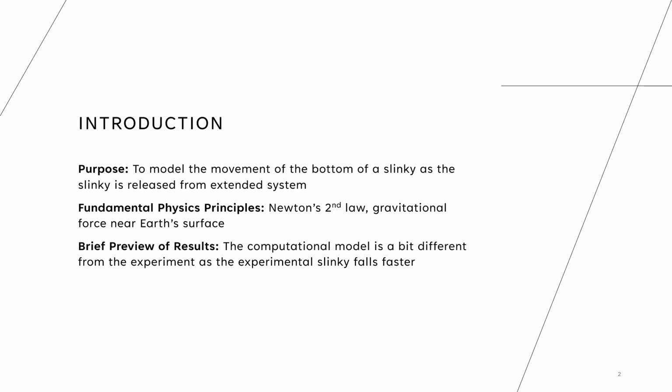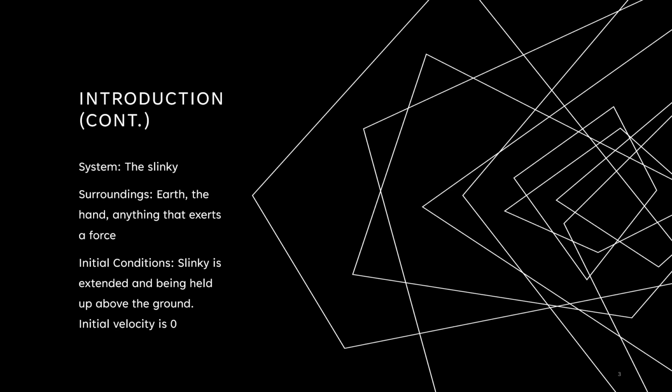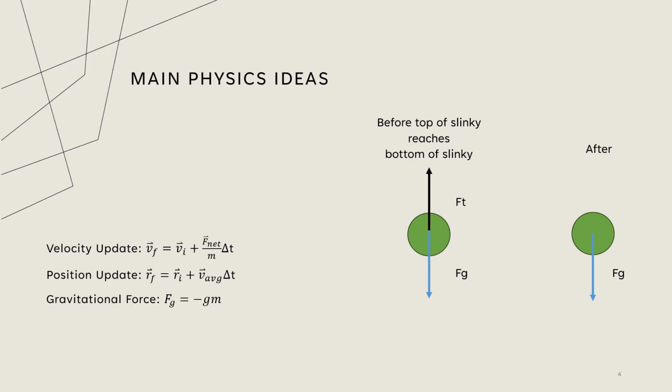So the computational model is a bit different from the experiment, as the experimental slinky falls faster than the model did. The system is the slinky. The surroundings are Earth, the hand that drops the slinky, and anything else that exerts a force on the slinky. The slinky is extended and being held up above the ground. Initial velocity is 0. The main physics ideas discussed in this are velocity and position updates, which both come from Newton's second law.